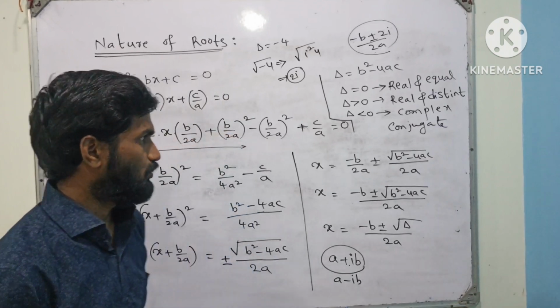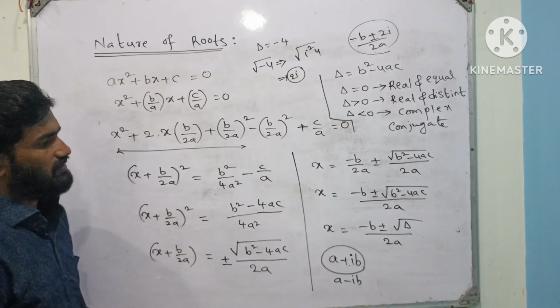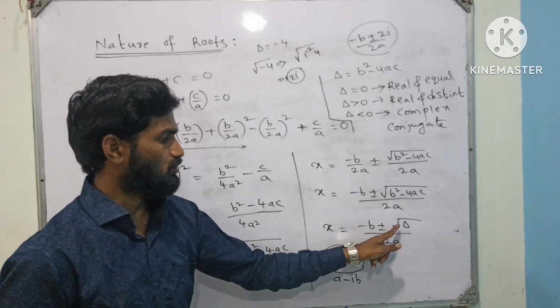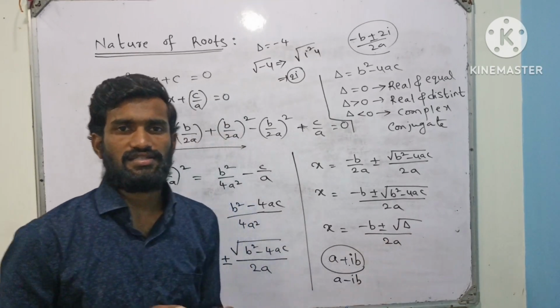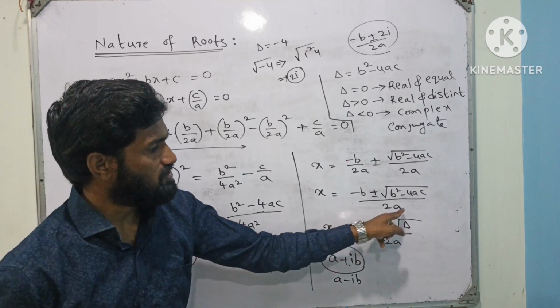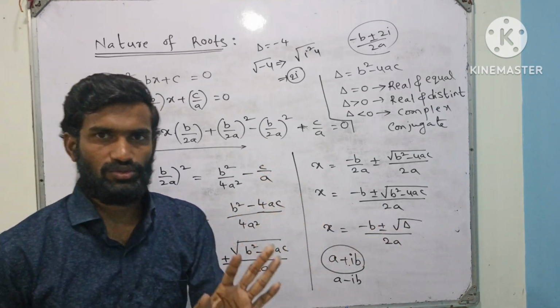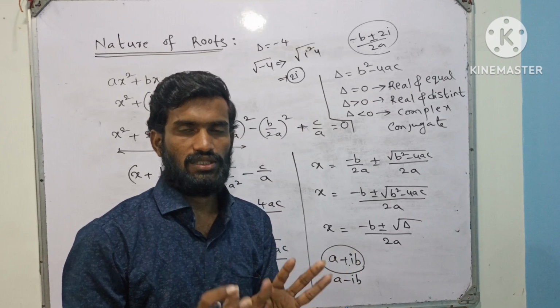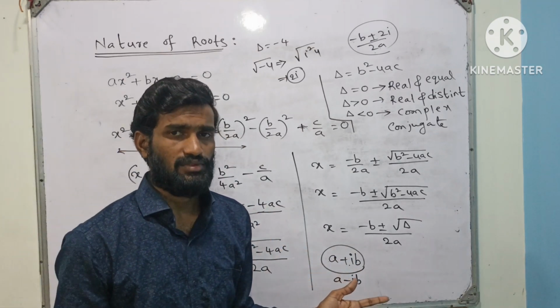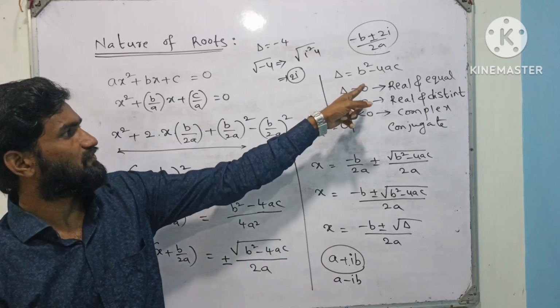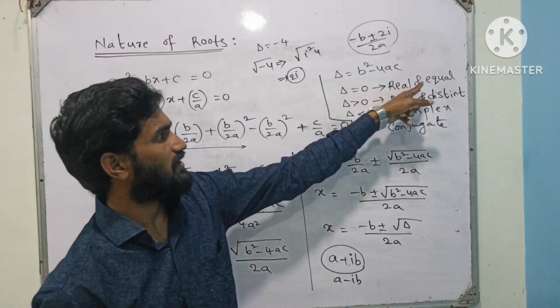We'll see one more time. So I got here x equals minus b plus or minus root delta by 2a. This delta is very important. This delta we can call the discriminant. If this delta is equal to 0, we will get x equals minus b by 2a. But we need to get two roots, that's why here the roots are equal. And they are real also, we are not getting any imaginary term. Therefore, if discriminant is equal to 0, roots are real and equal.